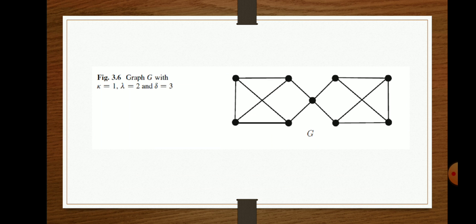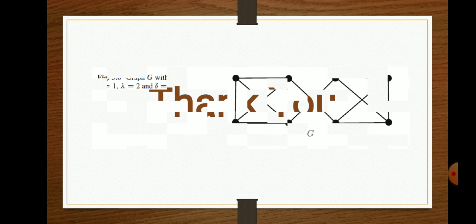This example explains the strict inequality for the above theorem. The kappa value is 1, because by removing the center vertex, the graph is disconnected. Here lambda is equal to 2, because by removing the 2 edges incident at the center vertex, the graph is also disconnected. Here the minimum degree is 3, so delta is equal to 3. Therefore kappa is strictly less than lambda, which is strictly less than delta. Thank you.